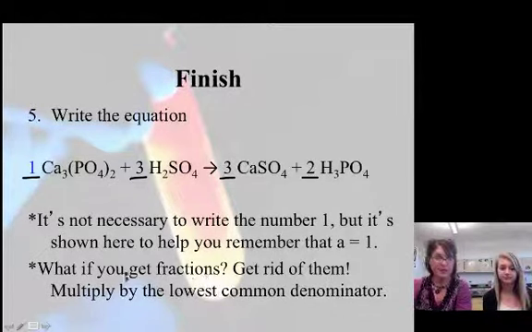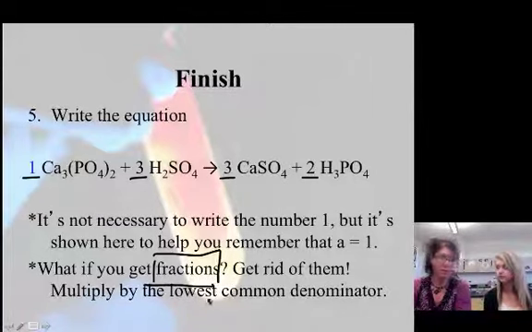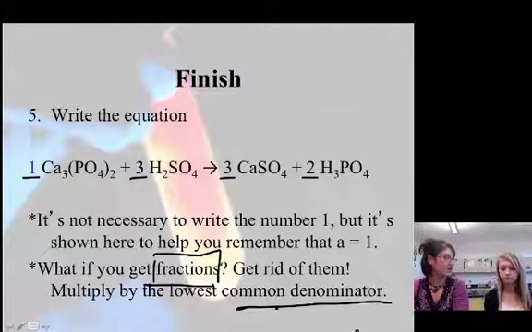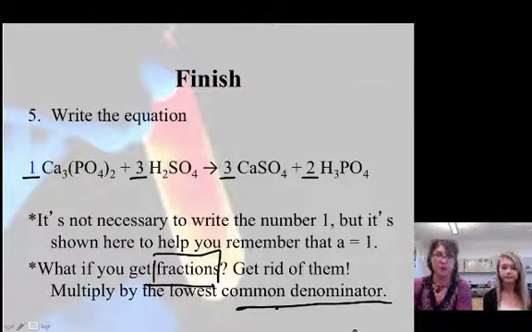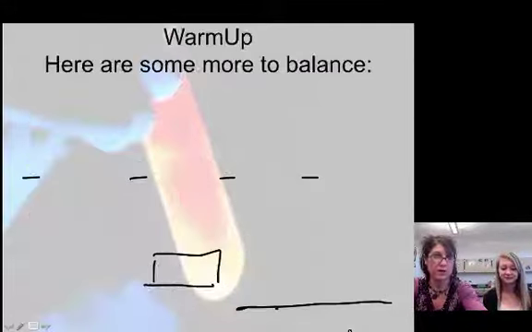Remember when we had a fraction in the combustion reaction? No big deal. If you get fractions in this kind of matrix balancing, just multiply the whole thing by the least common denominator. Then you won't have fractions anymore, because that's not allowed. And that's how we balance equations.